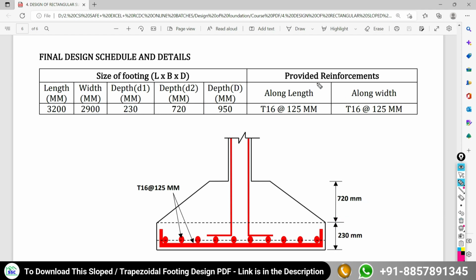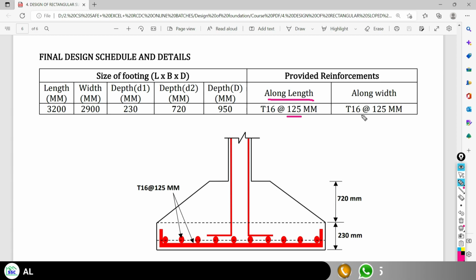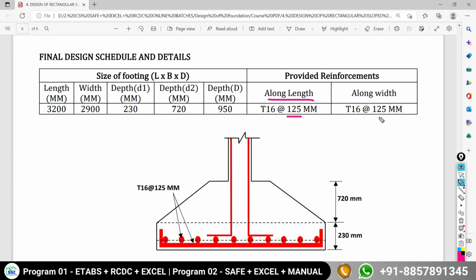Thereafter, the reinforcement we have provided along the length of the footing is 16 mm dia at a spacing of 125 mm center to center, and along the width of the footing we have provided 16 mm dia at a spacing of 125 mm center to center. So this is about the schedule.